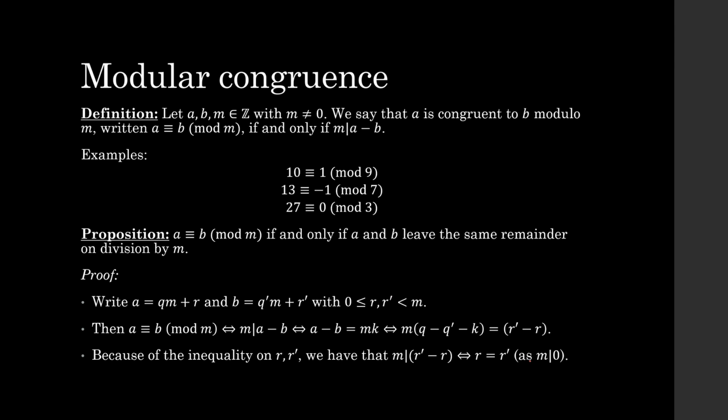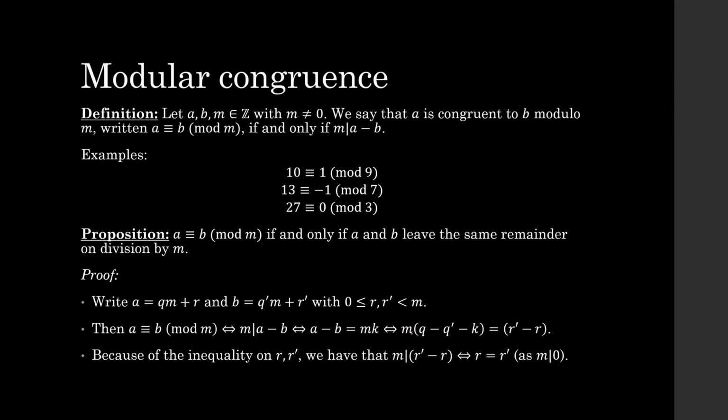And so because of the inequality on r and r dash, we have that m divides r dash minus r if and only if r equals r dash. Note that r dash and r are between 0 and m minus 1, so the difference has to be between 0 and m minus 1 as well. And m can only divide a number smaller than itself, if that number is positive, only if that number is 0. Because the absolute value of the difference of r dash and r is going to be m minus 1 maximally. So only when r and r dash are equal to each other, we get that r dash minus r is 0, and then m can divide it.